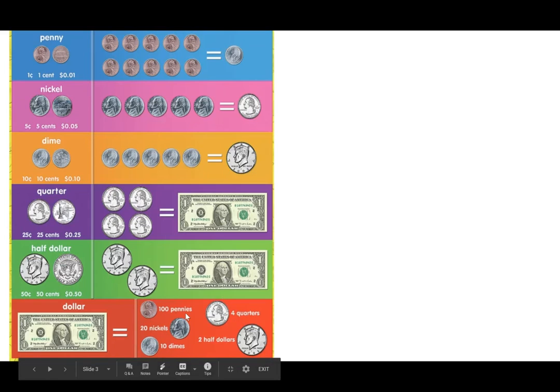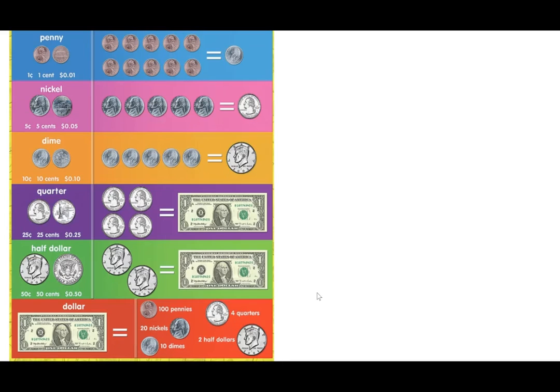And to sum it all up, 100 pennies is the same as a dollar. 20 nickels, 20 times 5, or counting by 5, 20 times, will get you a dollar. 10 dimes is equal to $1. 4 quarters is equal to a dollar, and 2 half dollars.